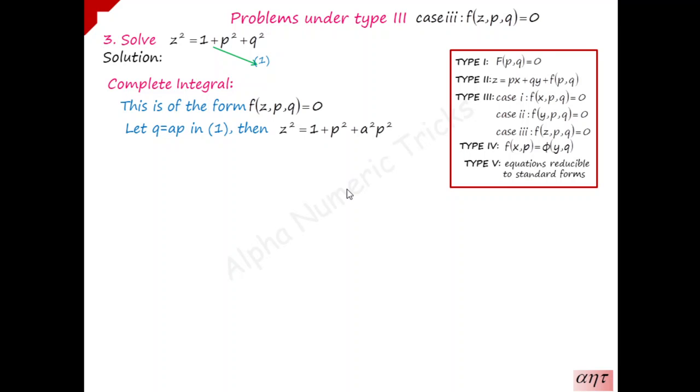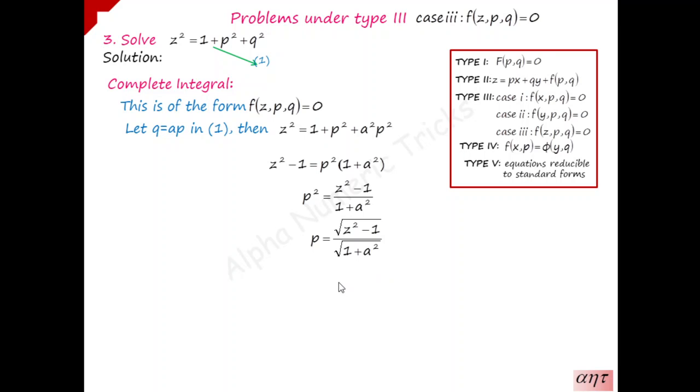Now we have to find out the value of p. So we have to take 1 to the left hand side, it becomes minus 1. So z squared minus 1 is equal to, here p squared is common, take it outside, p squared into 1 plus a squared. Now we have to take that 1 plus a squared to the other side as denominator. Then p squared is equal to z squared minus 1 divided by 1 plus a squared. When we take the square root, we get the value of p, which is equal to root of z squared minus 1 divided by root of 1 plus a squared.